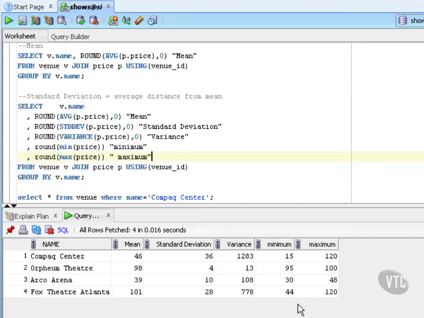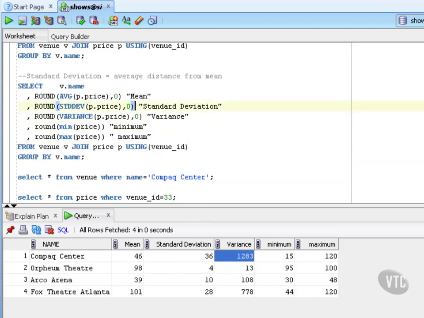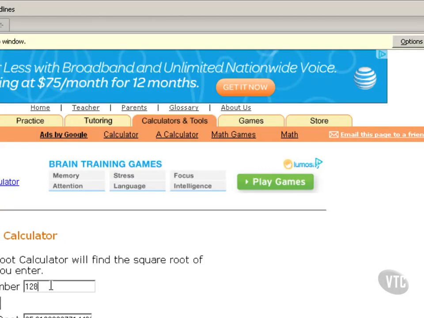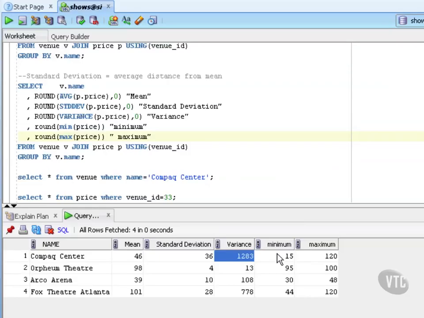What is this telling me? I found the standard deviation. The variance is the square of the deviation from the mean. So if you take 1283, and if I go to a website, Windows Calculator doesn't have a square root calculator on it. Calculate 35.8. Go back to here, it's pretty close to the standard deviation. Statistics is all about analysis of information.